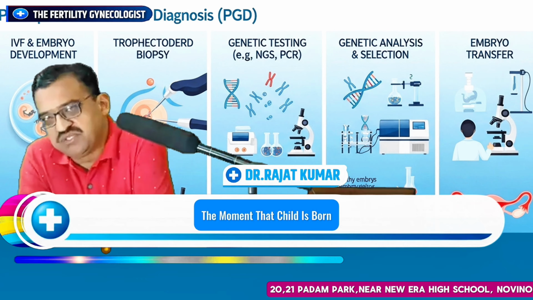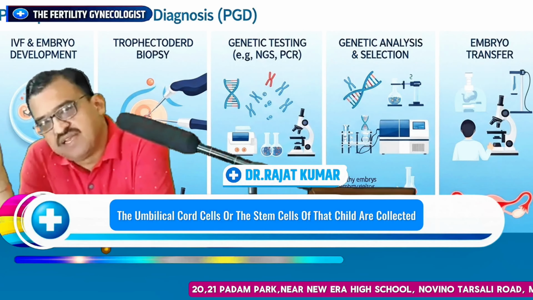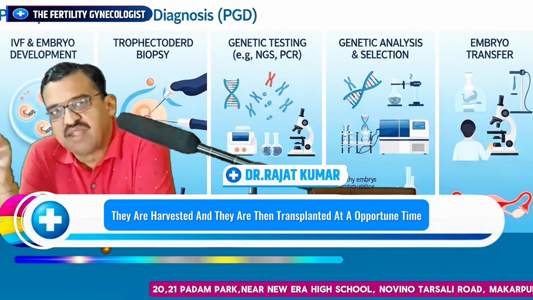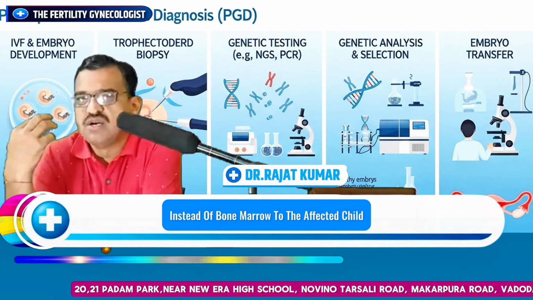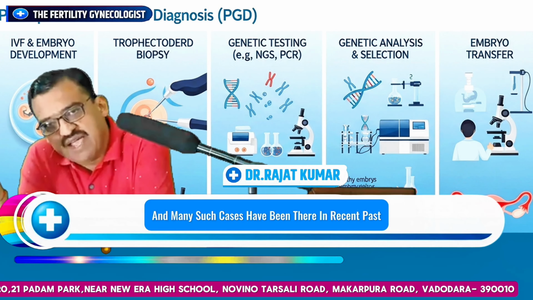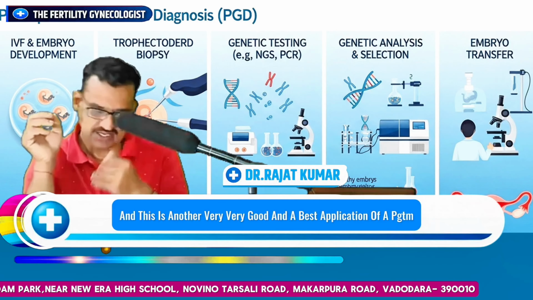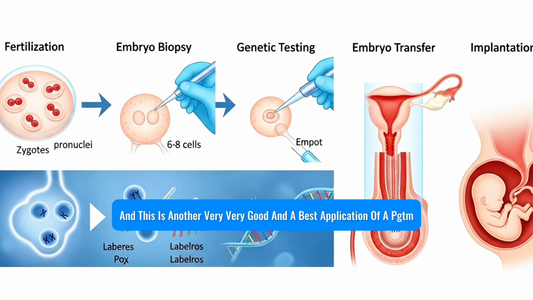The moment that child is born, the umbilical cord cells or the stem cells of that child are collected, harvested, and then transplanted at an opportune time, instead of bone marrow, to the affected child. That child is called a savior sibling, and many such cases have occurred in the recent past. This is another very, very good application of PGT-M.